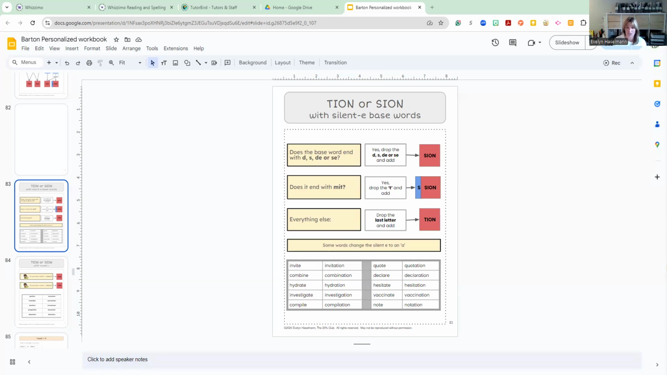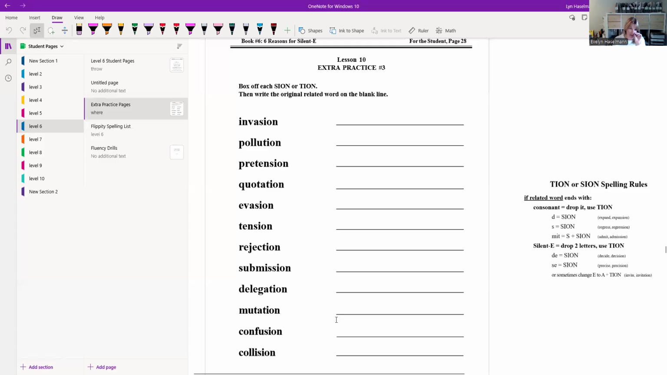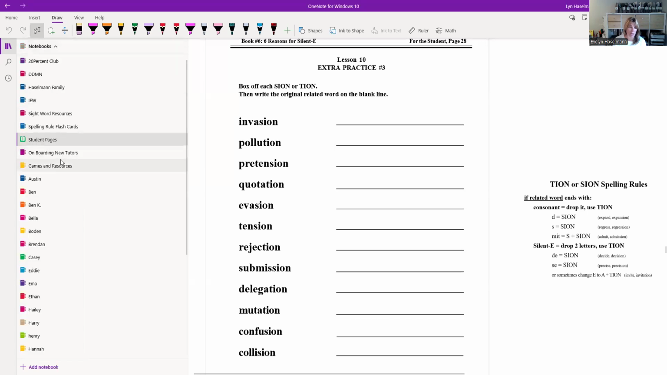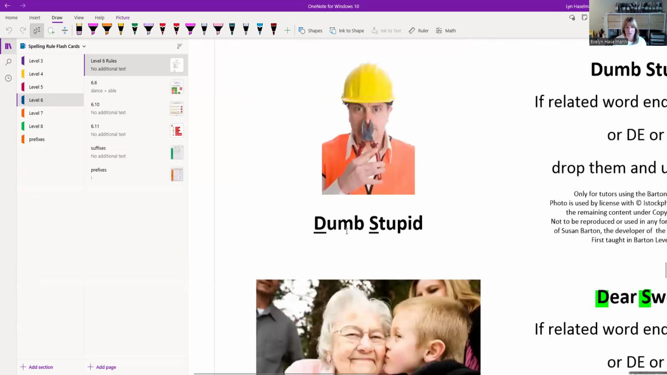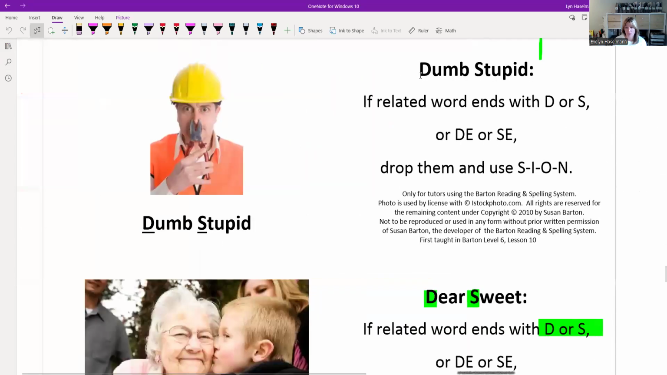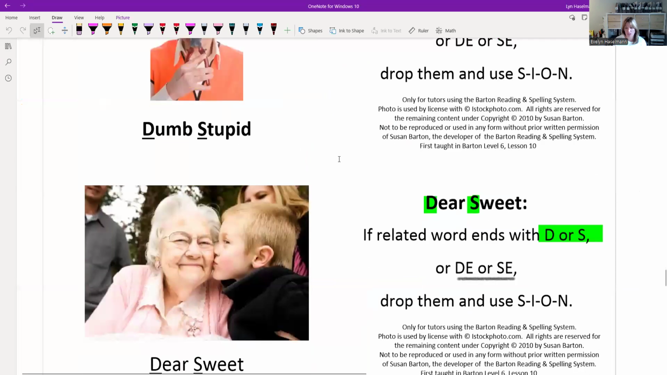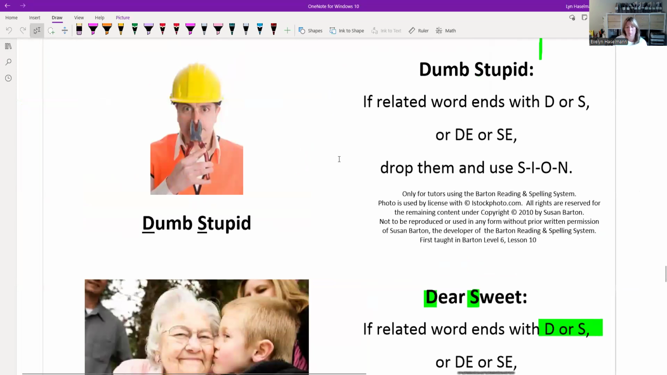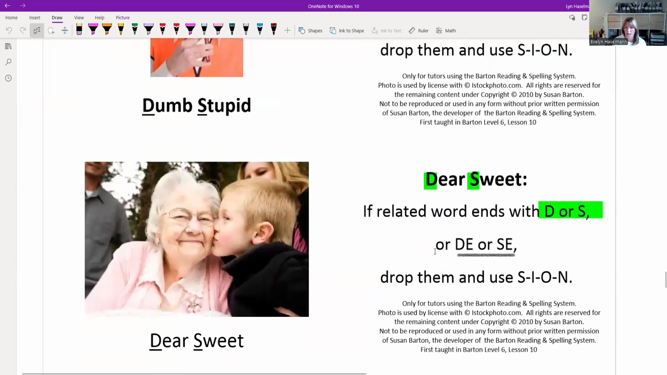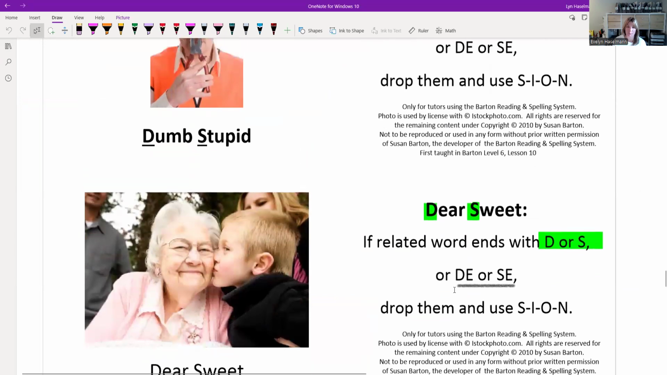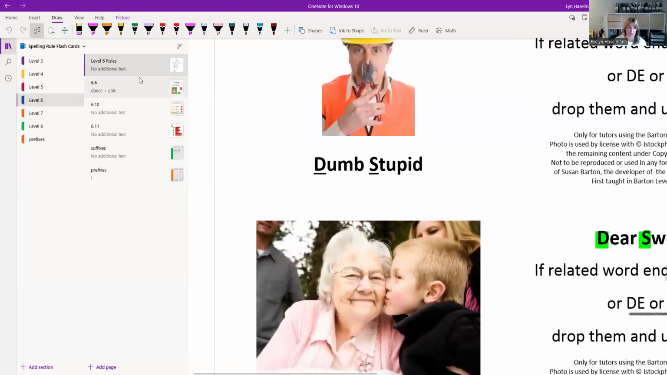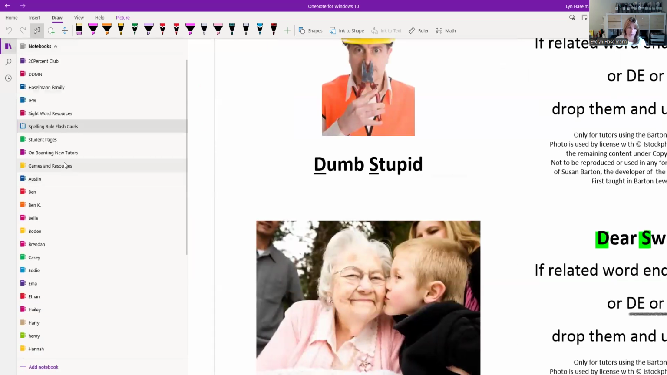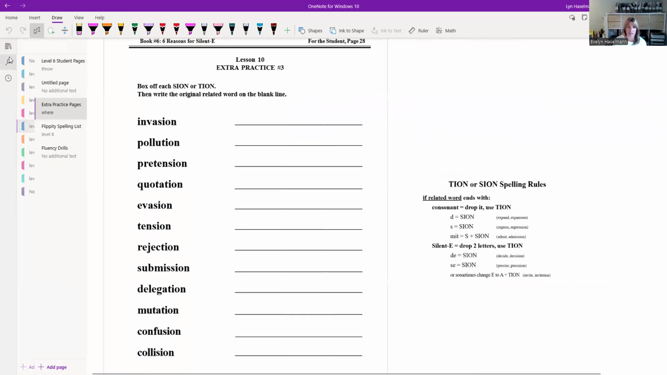All right, let's switch gears into what I want your student to do for practice work. First of all, this is the rule card. If dumb or stupid offends you, you can certainly use dear sweet. That's what we use most of the time, although the reason it's still in here is because kids will remember that. If a related word ends with DS, DE, or SE, drop it and use SION. That's the quick version, although there are a couple other things with that.